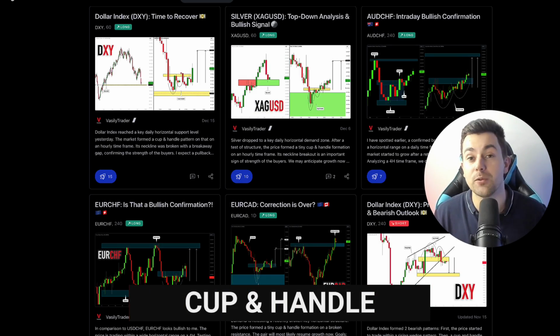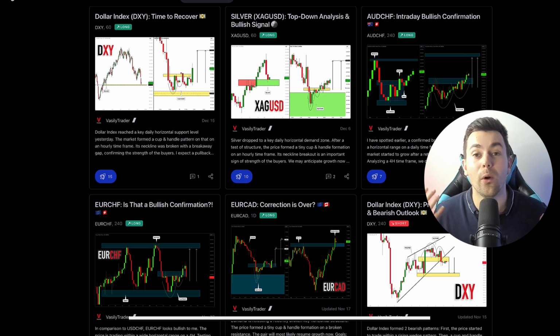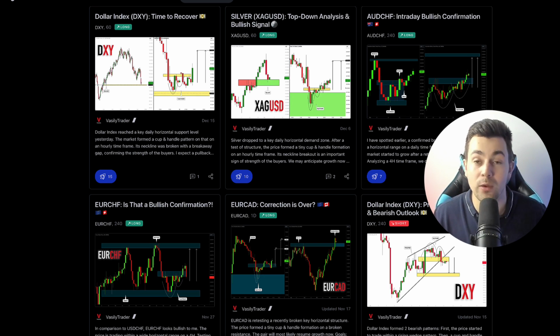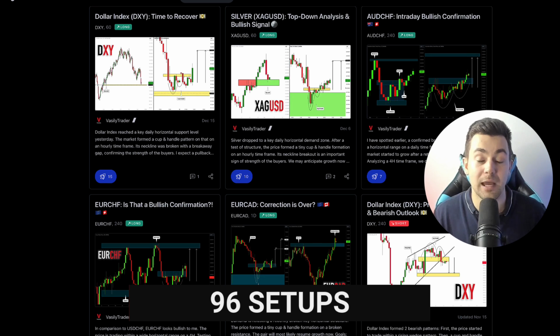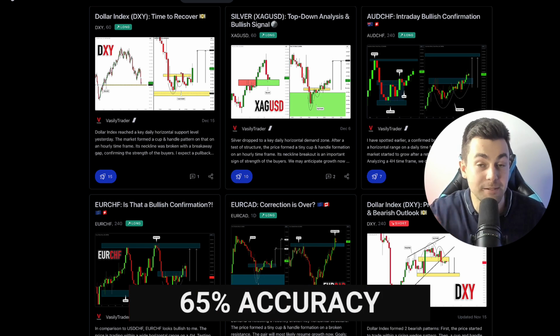Cup and handle formation, or double top with the lower high or a double bottom with the higher low. I spotted 96 setups with this pattern this year, and the win rate is higher than with the classic double top or double bottom. Win rate of a cup and handle pattern is 65%.